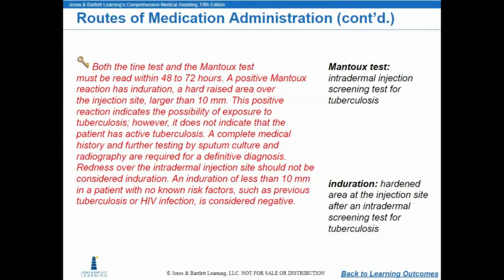Now, if a patient has a positive test, it doesn't necessarily mean they have tuberculosis. They may have just been exposed to it. And the thing about the TB test is, once it's positive, it's always going to be positive. So going forward, like most patients who test positive, they may have to get a chest x-ray every 5 years just to make sure they don't have it, because once you're positive, you're going to continue to be positive.